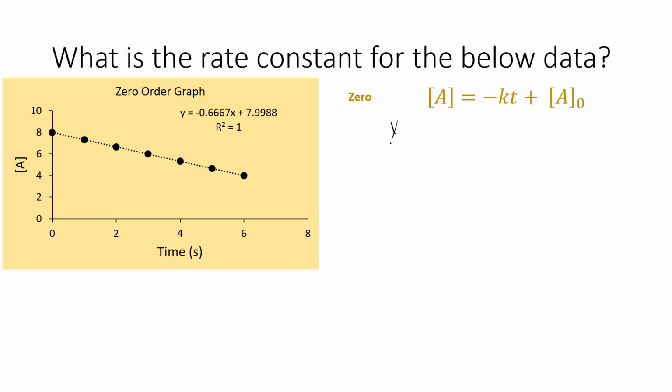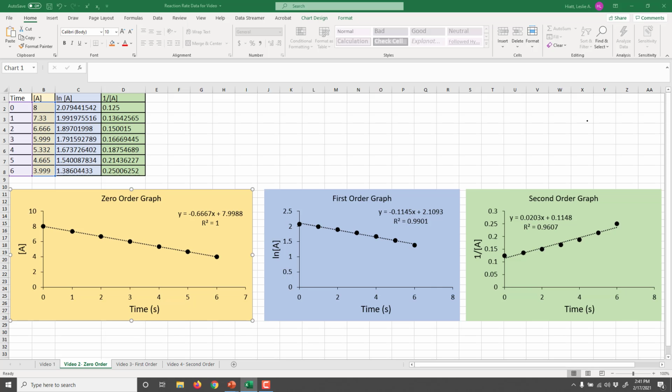Remember, y equals m x plus b: my slope is negative 0.667, x, and then plus my intercept, 7.9988. Now something to note, A0, what does that mean? That's the concentration of my analyte at time 0. It would have been around 8 molar. So that's how much I started with. And if I look back here at my Excel spreadsheet, hey, look, that's exactly what it is. And so you can see how they're very closely linked.